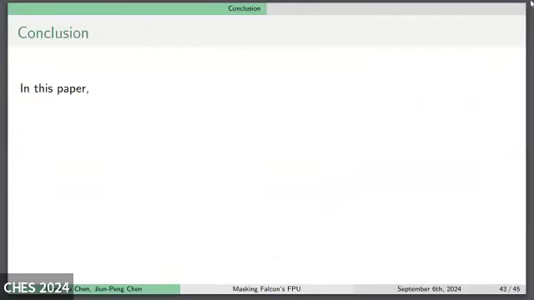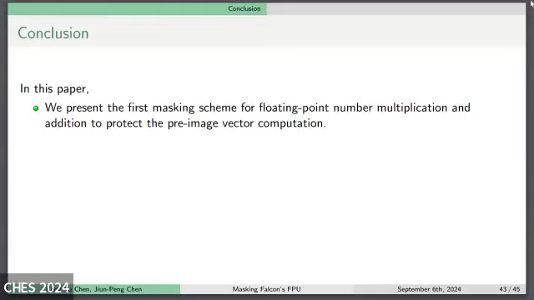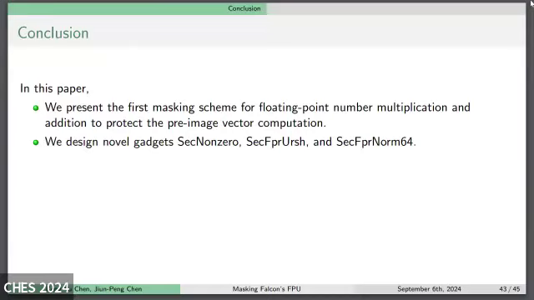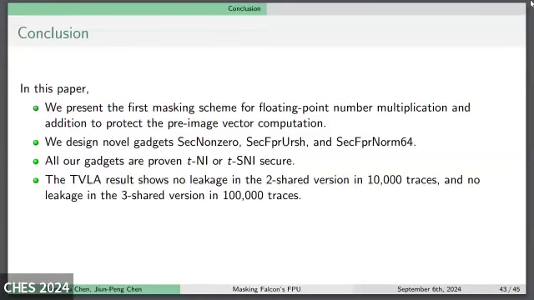Okay, then I'll make a short conclusion for today's talk. In this paper, we present the first masking scheme for floating point number multiplication and addition to protect the primitive computation against side-channel attacks. We design our gadgets, secure non-zero, secure unsigned right shift, and secure normalization, to do so. Our gadgets are proven TNI or TSNI secure, and the TVLA results show no leakage in the two-share design in 10,000 traces, and no leakage in the three-share design in 100,000 traces.